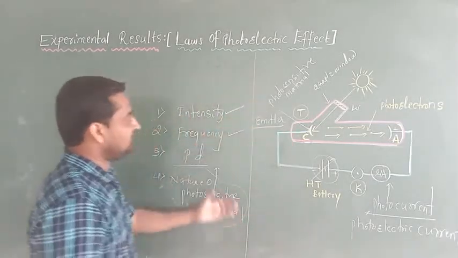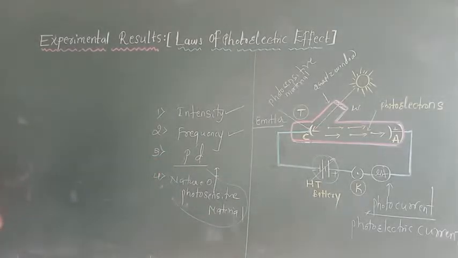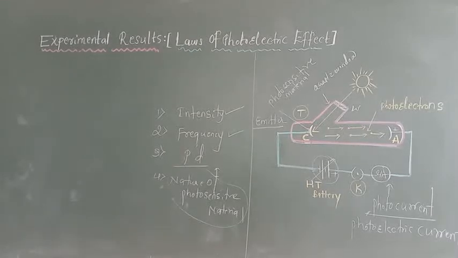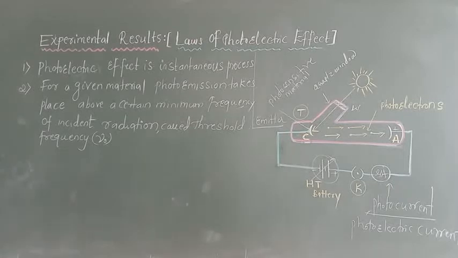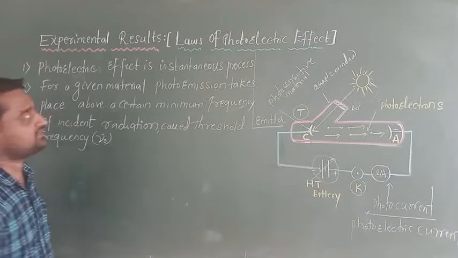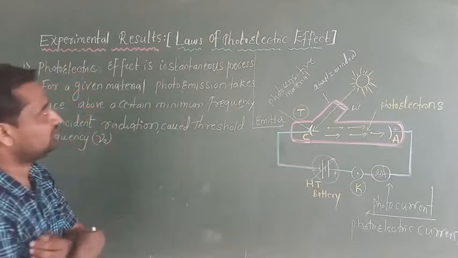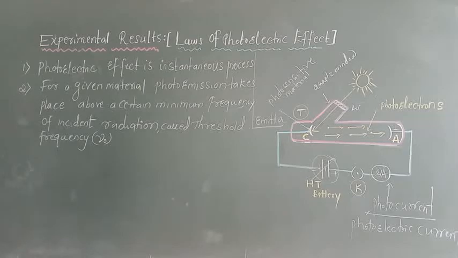So in this way, let us discuss the experimental results of the photoelectric effect: how the current depends on the intensity of incident radiation, the frequency of incident radiation, the potential difference between the two electrodes, and the nature of the photosensitive material. These experimental results are also called the laws of photoelectric effect. Let us discuss them one by one.